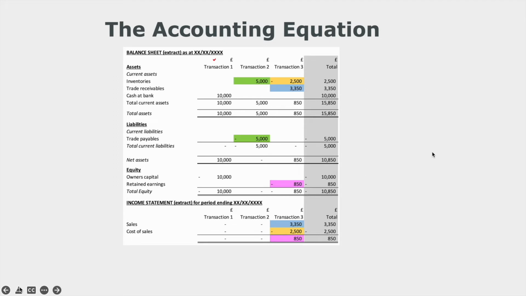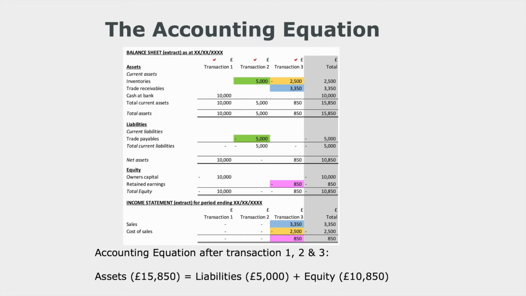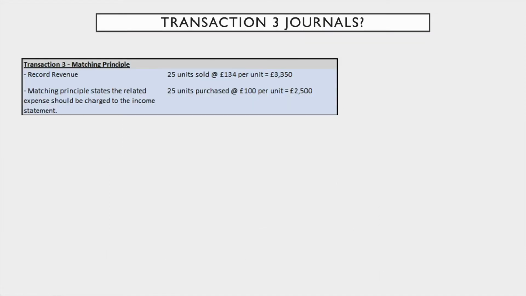So in terms of the accounting equation, our total assets are 15,850, our liabilities are 5,000, and then our equity is 10,850. And you can see here, as I said before, that the income statement is effectively recognised within retained earnings. So the closing retained earnings is the accumulated profits or losses. So this is just a way of demonstrating how profits are reflected within the equity within that accounting equation. So then we have illustrated that in the financial statements.